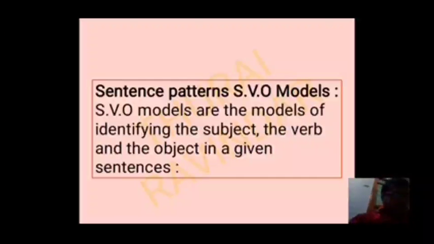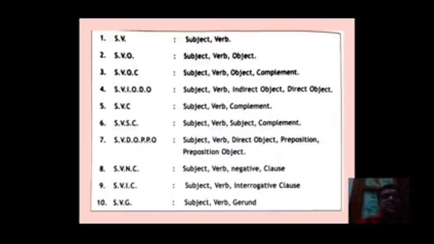I have a habit of writing more, so you also take a pen if you have one. Here are given different types of structures: S plus V, subject plus verb; S plus V plus O, subject, verb, object; subject, verb, object and complement; S V IO DO, subject, verb, indirect object and direct object; and SVC, subject, verb and complement.